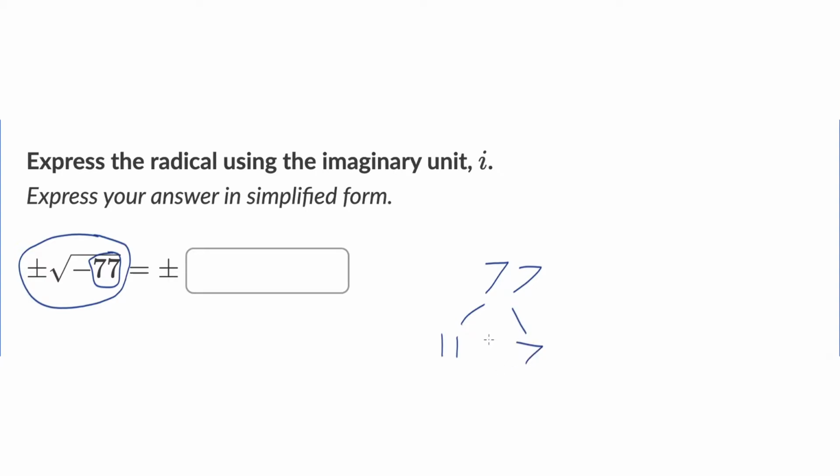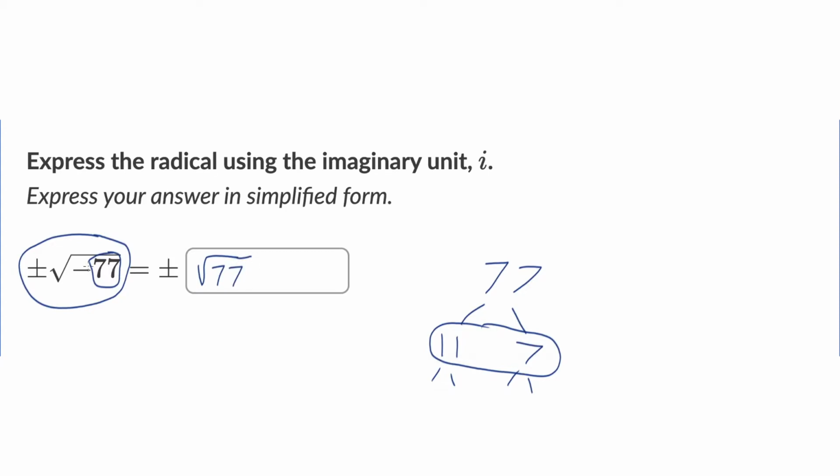Now, can this be reduced any further? Well, 11 can only be multiplied by 11 and 1, and 7 also, it's going to be 7 and 1. So they cannot be reduced any further, which means boo-hoo. That's not very fun. So we can just write the square root of 77 because it cannot be reduced any further.